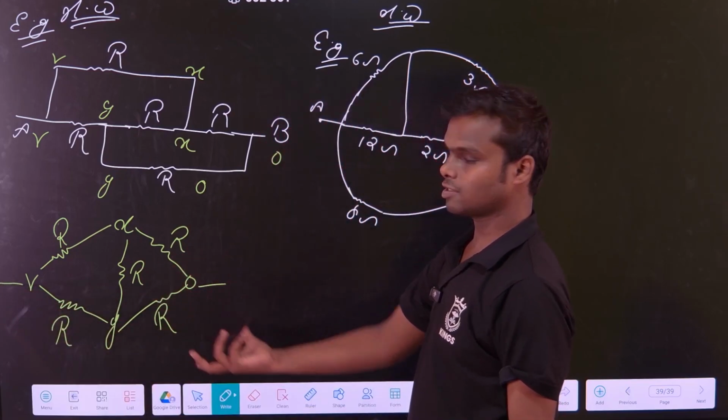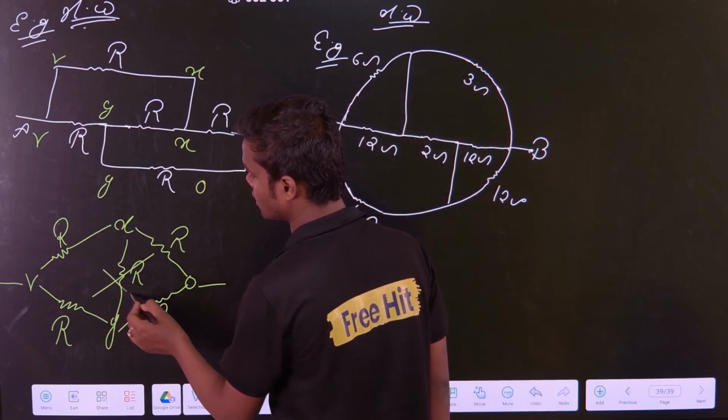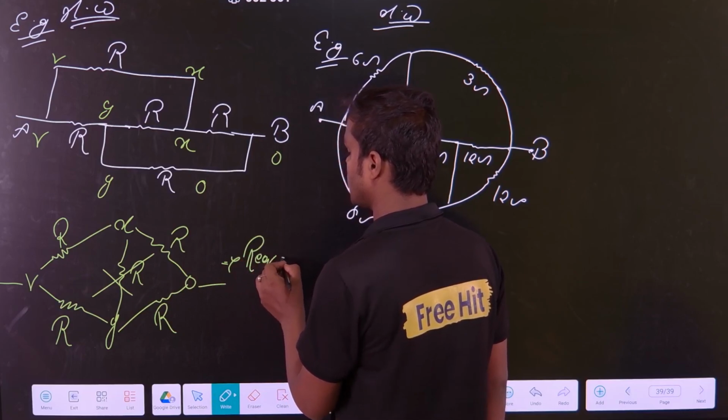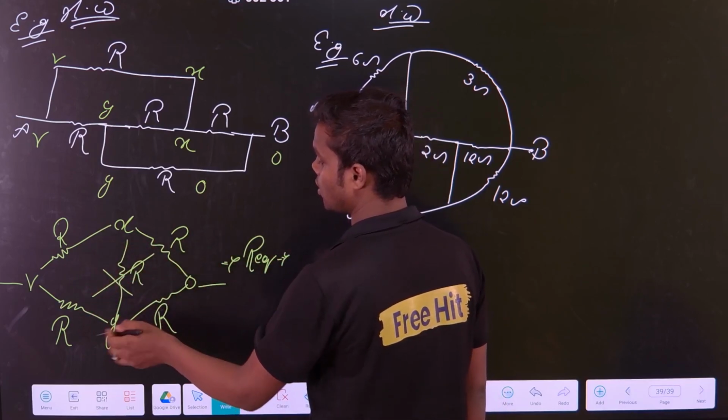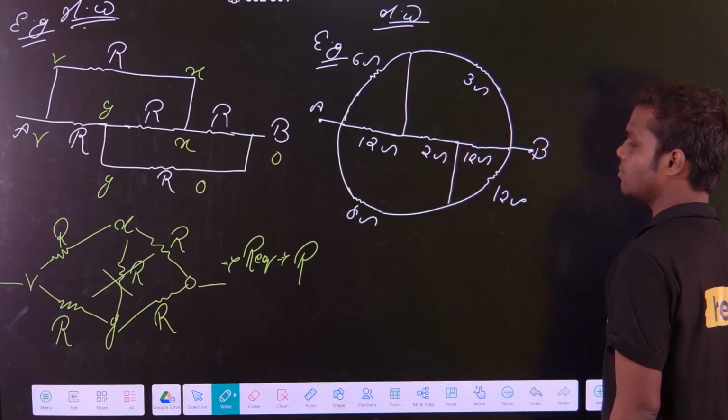So what is this? This is a Wheatstone bridge. If this is a Wheatstone bridge, I can remove this resistance, correct? So what is my R equivalent? This is R, 2R parallel with R, no, 2R parallel with 2R, that is R. Simple.